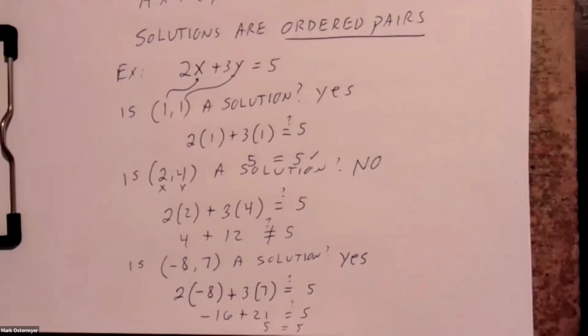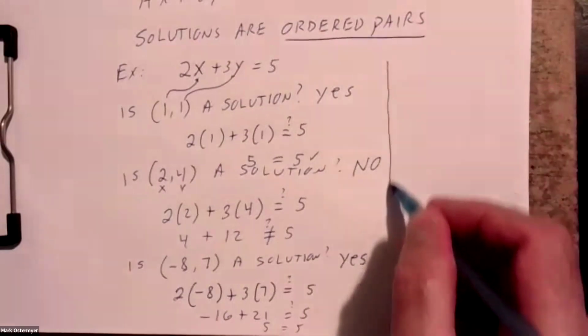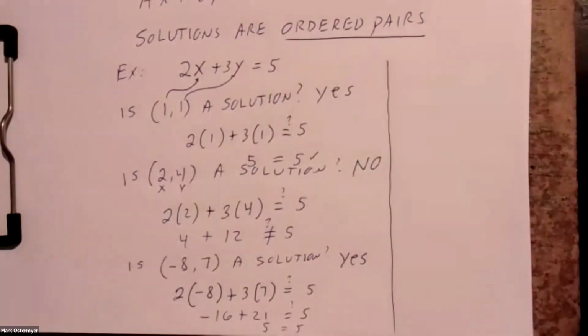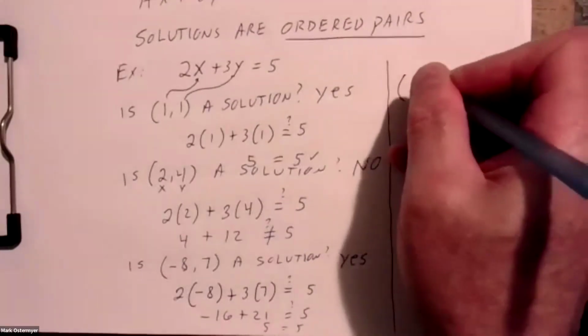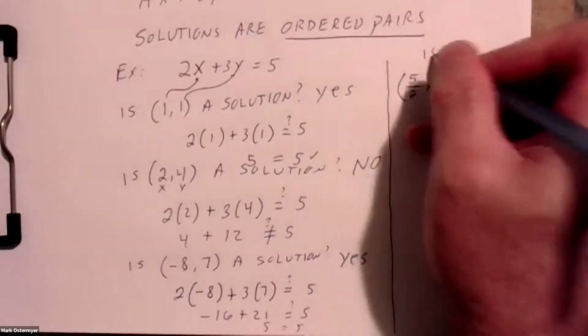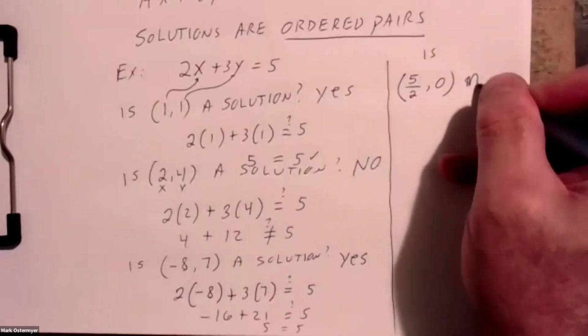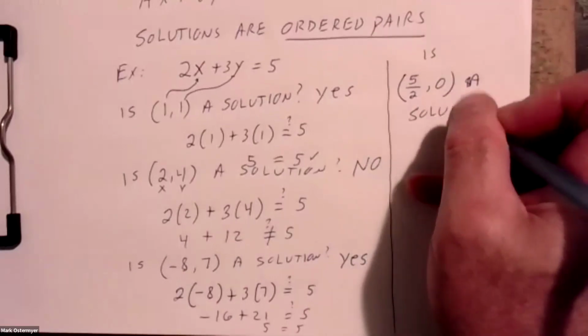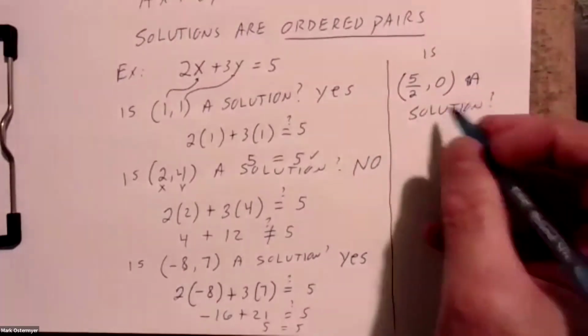Can anybody think of any other ordered pair that might be a solution to this linear equation? Or maybe that's it. Maybe it only has two ordered pair solutions. Any other one that might exist? Oh, look at this one. How about 5 halves, 0? Is 5 halves, 0 a solution to this linear equation, as messy as it is?